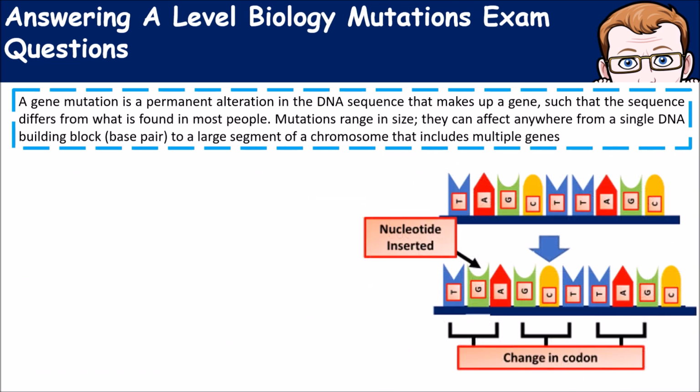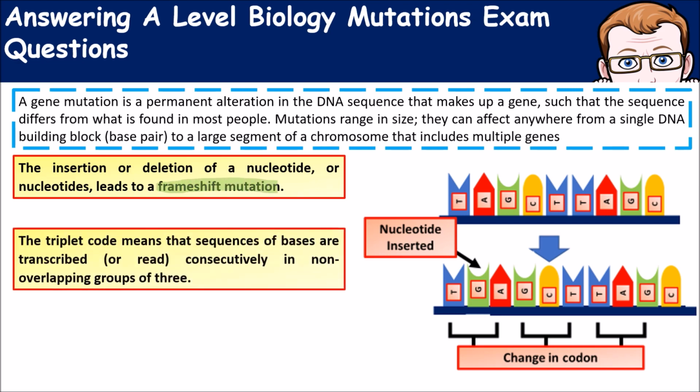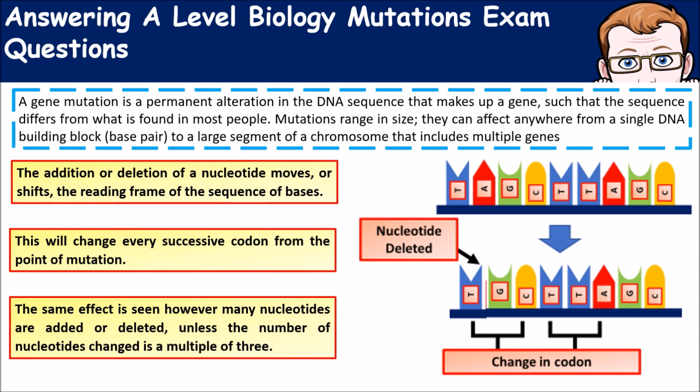The second type of mutation is a nucleotide insertion. An insertion leads to a frame shift mutation. The triplet code means that the bases, read consecutively, will no longer be in the correct order. This means that the reading frame won't correspond to the correct amino acids. This is also very similar when a nucleotide is deleted.